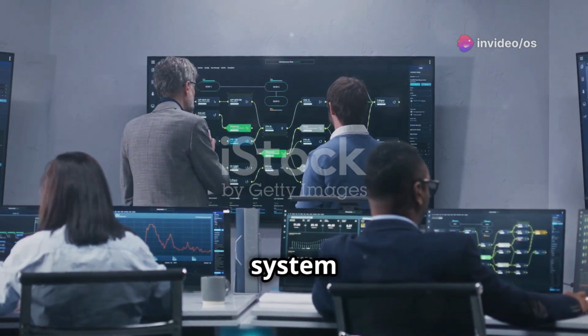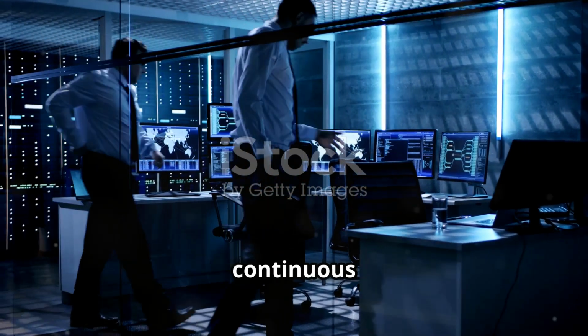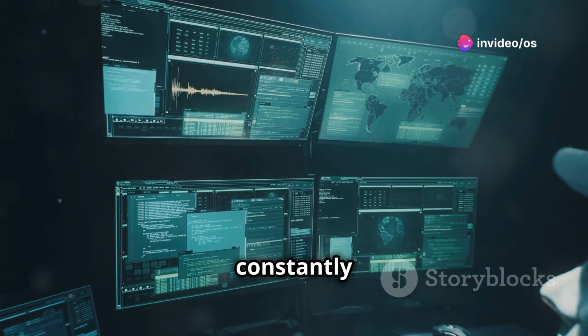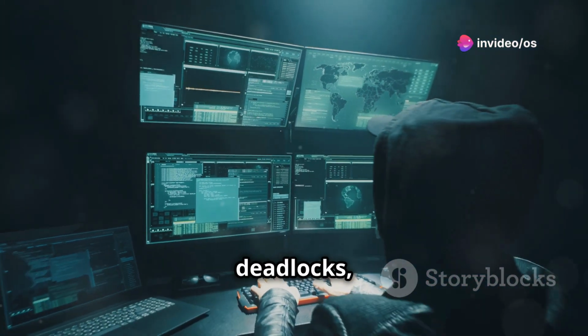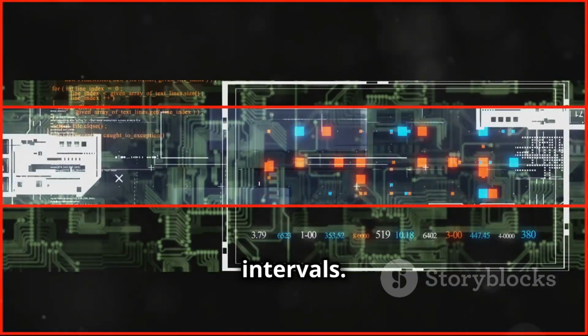Detecting deadlocks in a system is crucial for maintaining its stability and performance. There are 2 primary approaches to deadlock detection: continuous detection and periodic detection. Continuous detection involves constantly monitoring the system for potential deadlocks, while periodic detection checks for deadlocks at specific intervals.